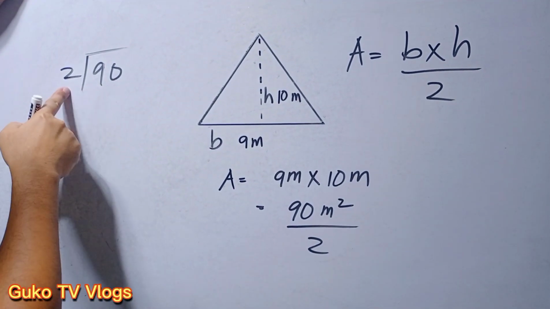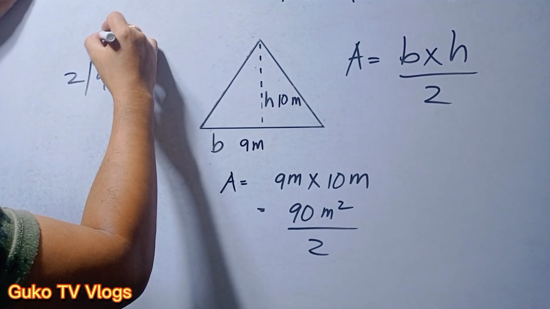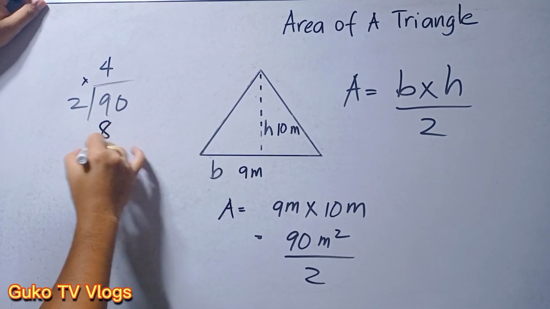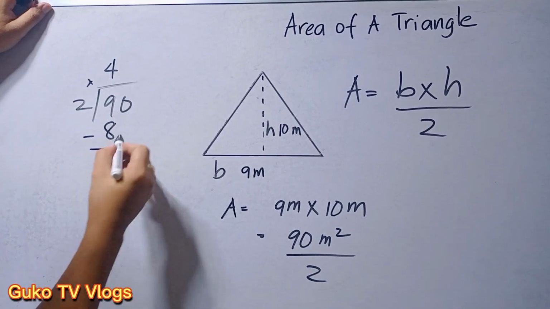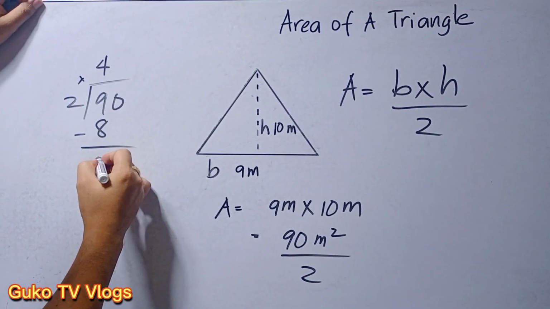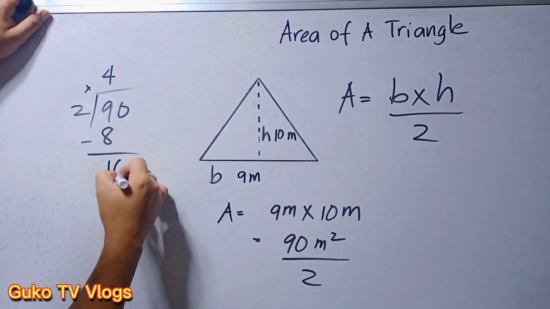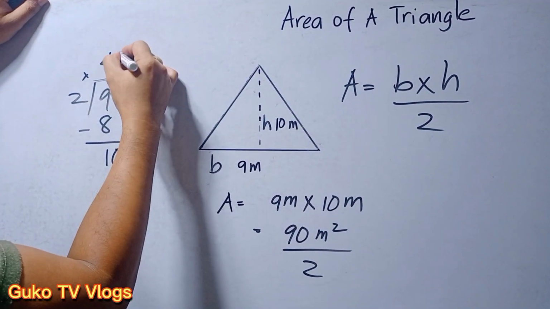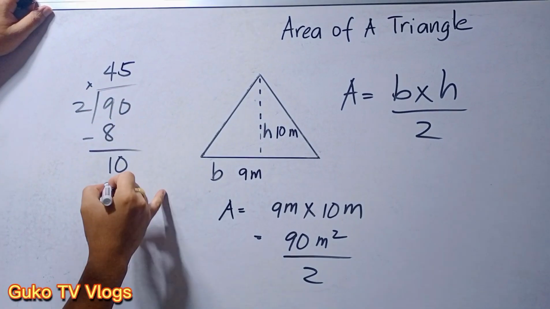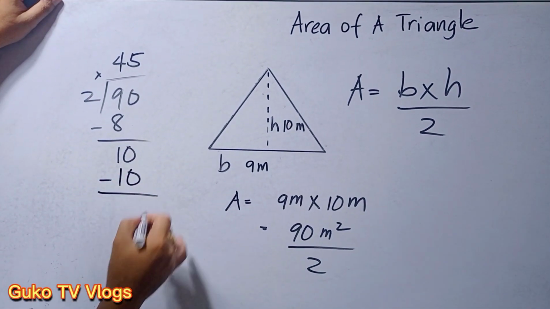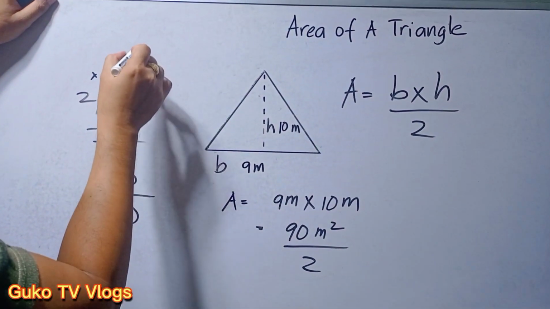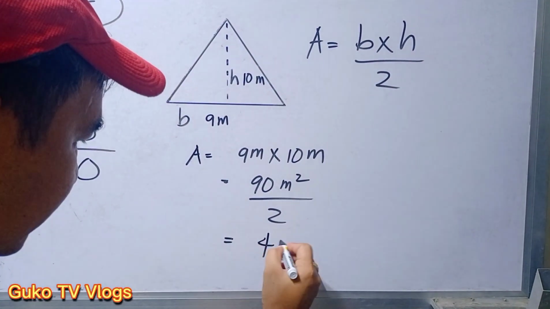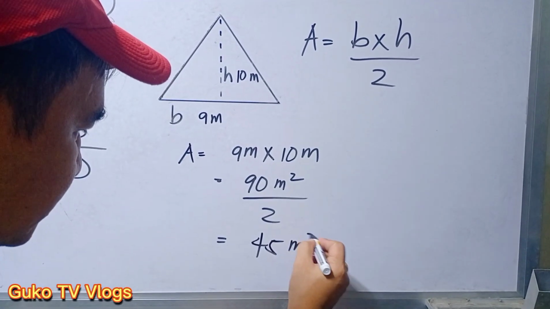So 9 divided by 2 is 4. Then 4 times 2 is 8. Then we have to subtract. 9 minus 8 is 1. Then bring down 0. So 10 divided by 2 is 5. 5 times 2 is 10. So subtract, 10 minus 10 is 0. So it is 45. So the answer is 45 meters squared.